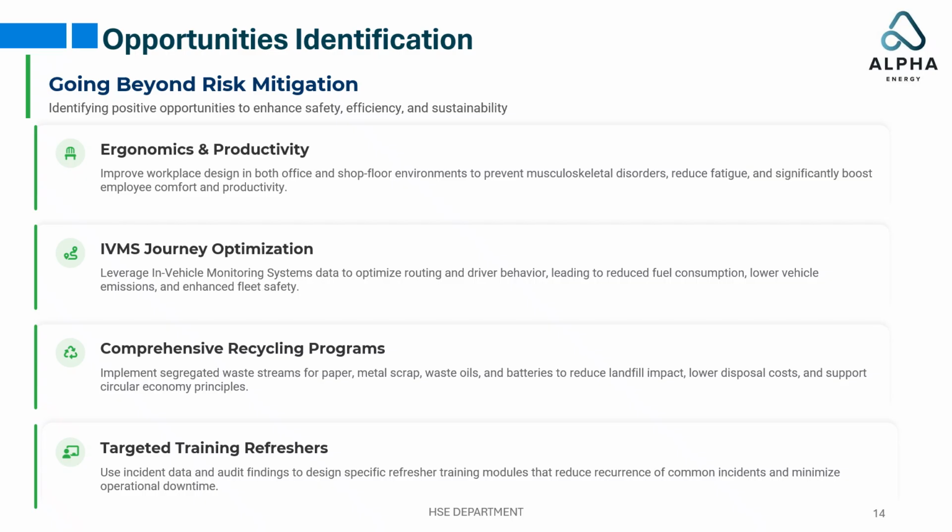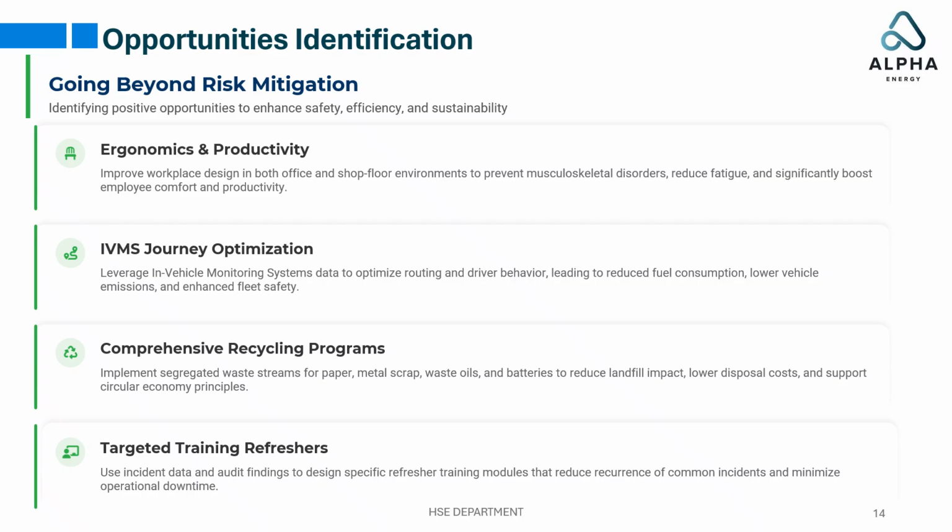Opportunities identification goes beyond risk mitigation by recognizing positive initiatives that can enhance safety, efficiency, and sustainability across the organization. One opportunity is ergonomics and productivity improvement, which focuses on enhancing workplace design in both office and shop floor environments to prevent musculoskeletal disorders, reduce fatigue, and improve employee comfort and productivity.